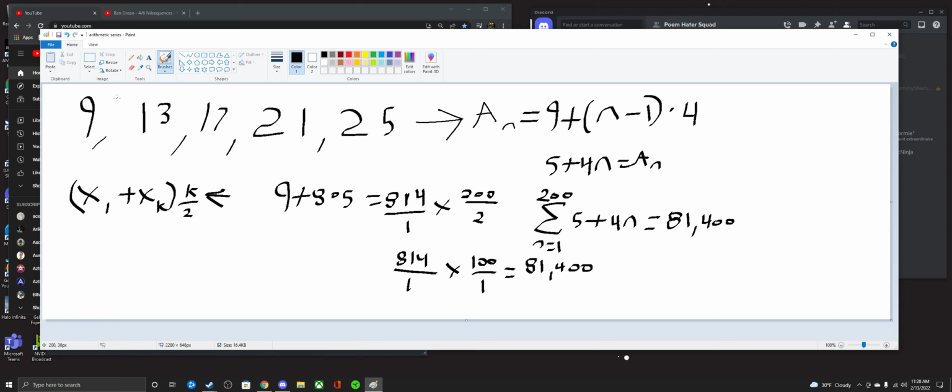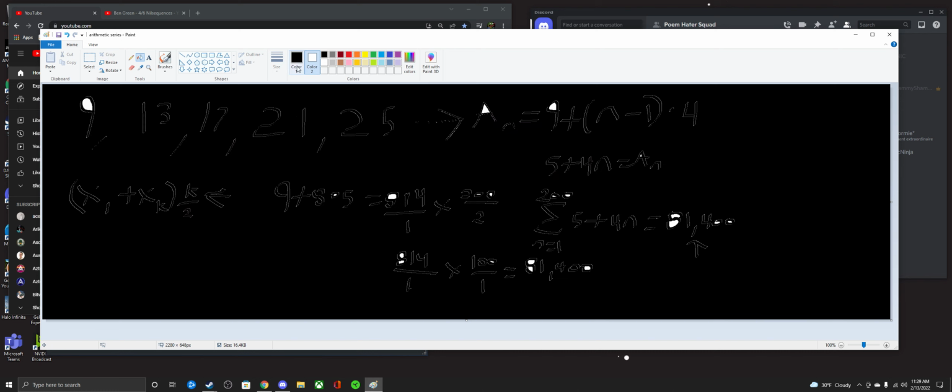Meaning, if we have our original sequence of 9, 13, 17, 21, 25, and it were to go on for 200 terms, or rather 195 more numbers using the common difference, and we wanted to add up all those numbers, we would get our sum of 81,400. And this right here, x1 plus xk times k over 2, is how you would find the sum of a finite arithmetic series. If it were infinite, it would just diverge to positive or negative infinity because it never stops.